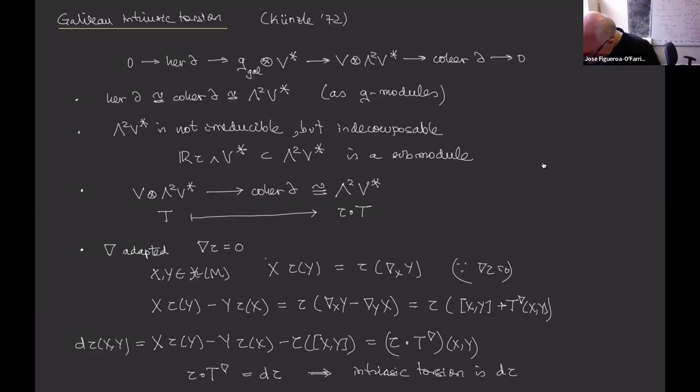Okay, so there are three possibilities. Now what you have to do is look at all the G submodules of the space of torsions, or if you wish, of the space of intrinsic torsion. So on wedge 2 V star, you look at its decomposition into G modules. It's not reducible, but there is a lattice of submodules in there. It turns out there are three. It could be zero, it could be this guy, or it could be generic. And therefore you have three types of intrinsic torsions. So let me just tell you they have names, because they appear not in this context, but in a different context in physics. So there are three classes, let's say, of intrinsic torsion.